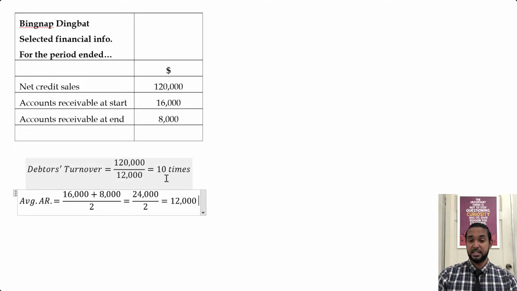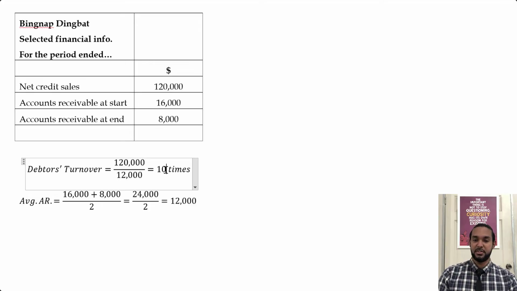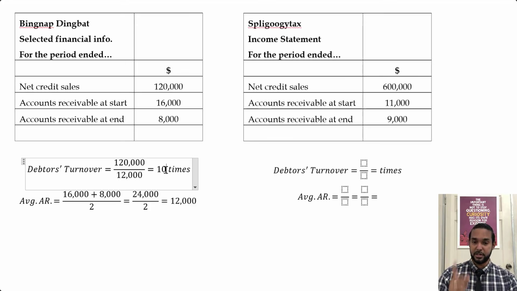So that's a nice figure, 10 times. It means that's almost once a month, right? I mean, 12 months in a year. So that was pretty good, okay? But again, relative to what? So what I'm going to do now is give you guys a chance to do your own calculation. Check out Spagoogie Tax here, take a pause, do the calculations and unpause to correct.